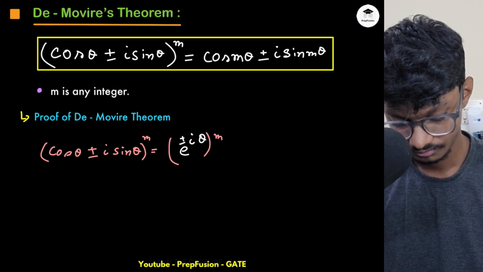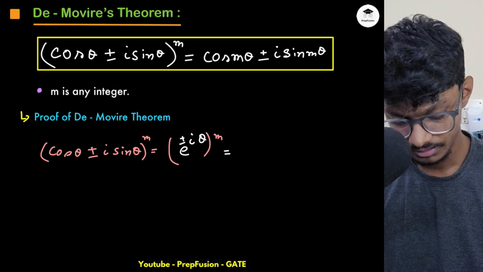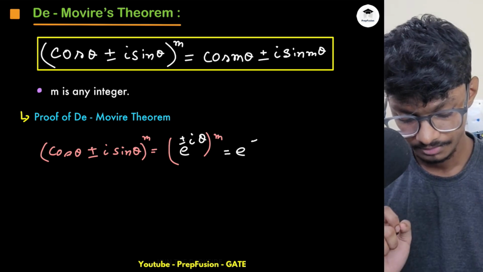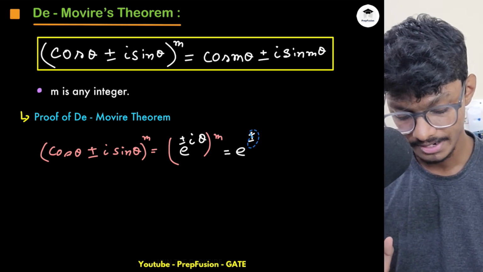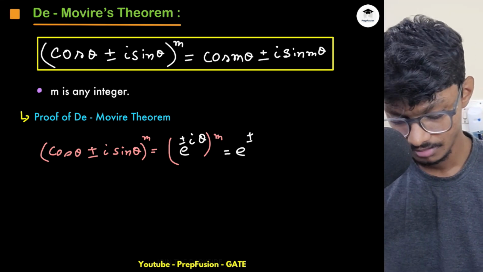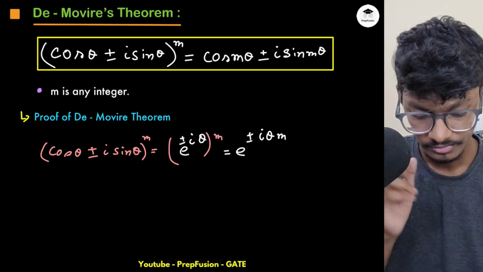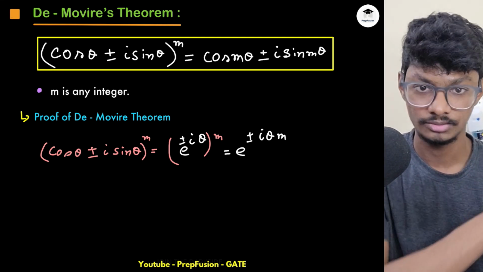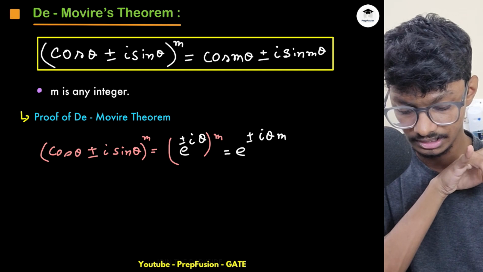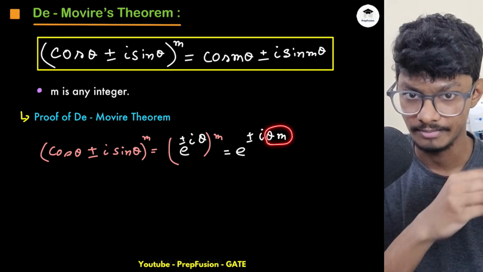So this will be what? This will be plus minus, like I'm raising it to the power of m, so powers will get multiplied. This will be plus minus i theta m. Now again I can revert it back to the polar format. So my theta dash is theta times m.